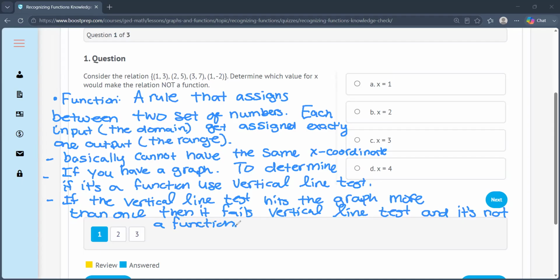Okay, so now you have a better understanding of what a function is. Let's do some of our problems. If you need to pause the video to write out the notes, go ahead and pause. I am going to start now.